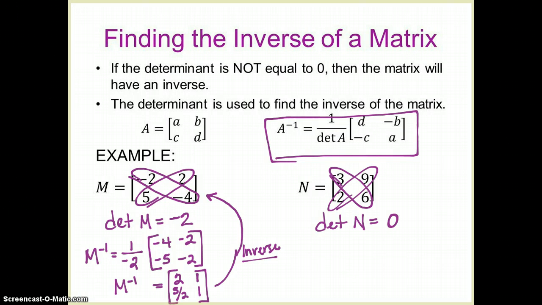So anytime I get a determinant of 0, there is no inverse. You can say does not exist.